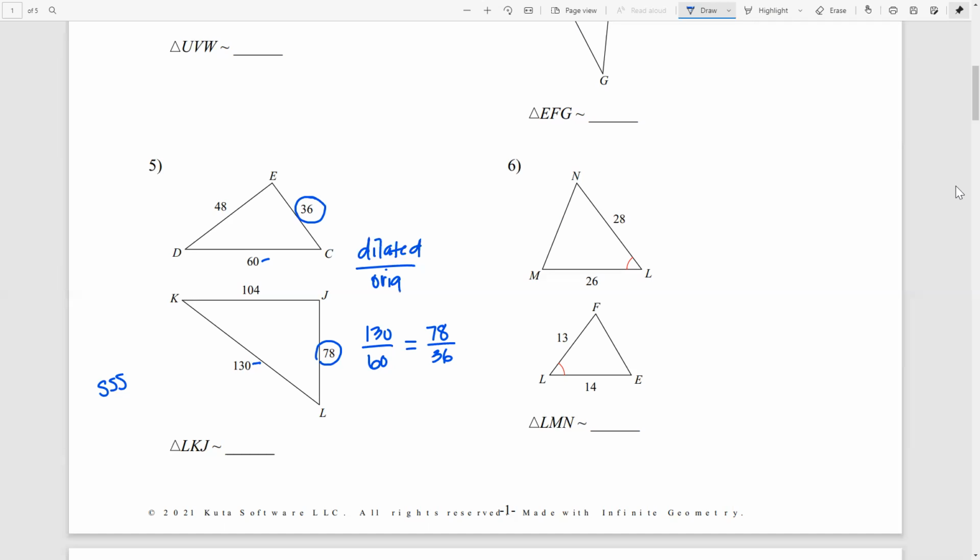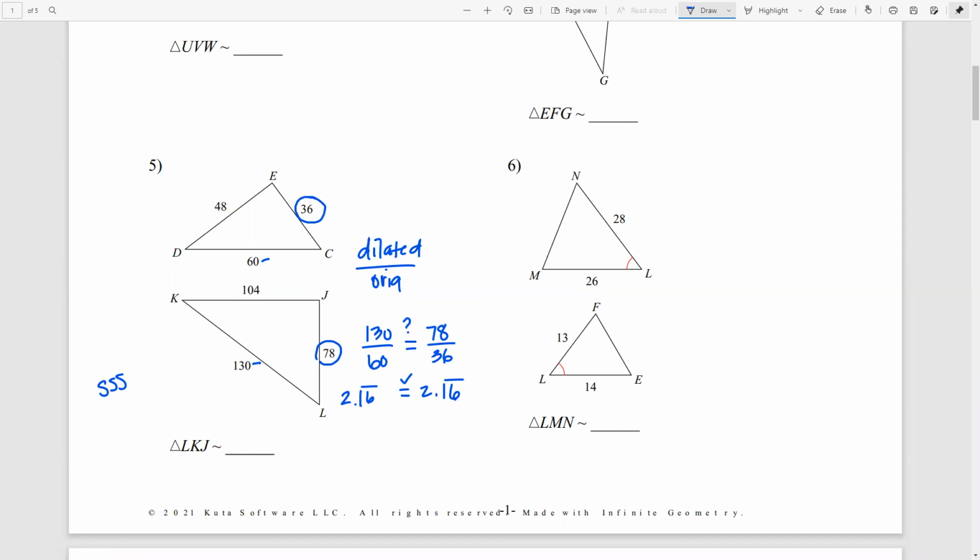So let's double check. Remember, fractions are the same thing as division. So take out your calculator, we'll do 130 divided by 60 and check if that is equal to 78 divided by 36. All right, so if you got the decimals 2.16 repeating and 2.16 repeating, noting how these two decimals are exactly the same, so there is no question anymore. We do have proportional sides.